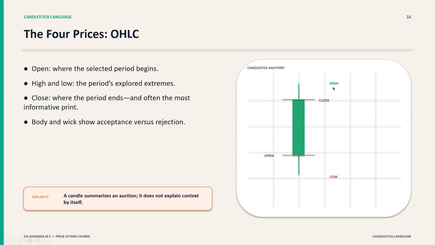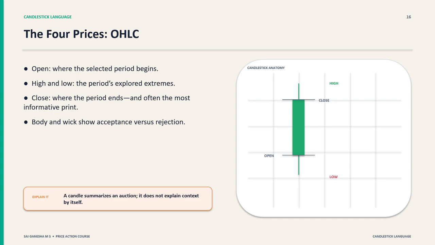The high is the highest price reached during the period, and the low is the lowest price reached during the period. Finally, the close is where price finished, where the candle ended. The close is very important because it tells us where buyers and sellers finally settled at the end of the period. Let's use a simple example.